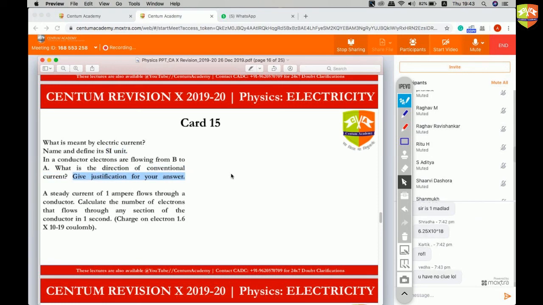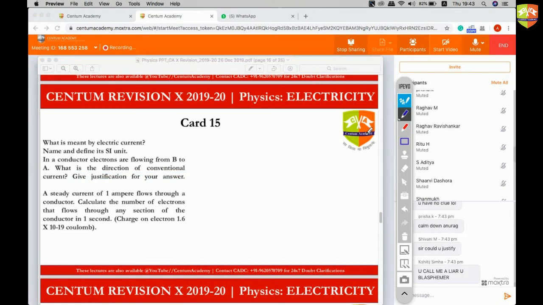Clear? So, I repeat. We have defined what is electric current. The name of the unit is ampere, and the definition is one coulomb of charge passes through a conductor in 1 second. We call it 1 ampere of current. Clear? In a conductor, electrons are flowing from B to A. What is the direction of conventional current? A to B.